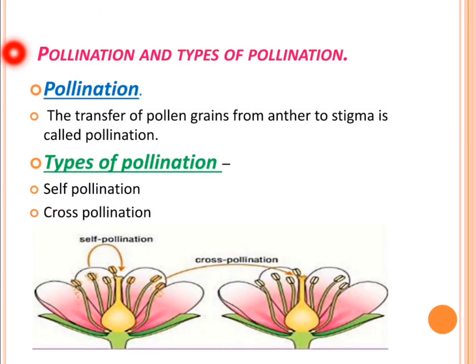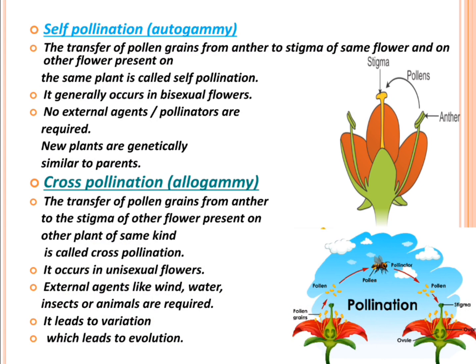Now let us learn about pollination and types of pollination. The transfer of pollen grains from anther to stigma is called pollination. There are two types of pollination, self-pollination and cross-pollination. Let us see. The self-pollination is also known as autogamy.